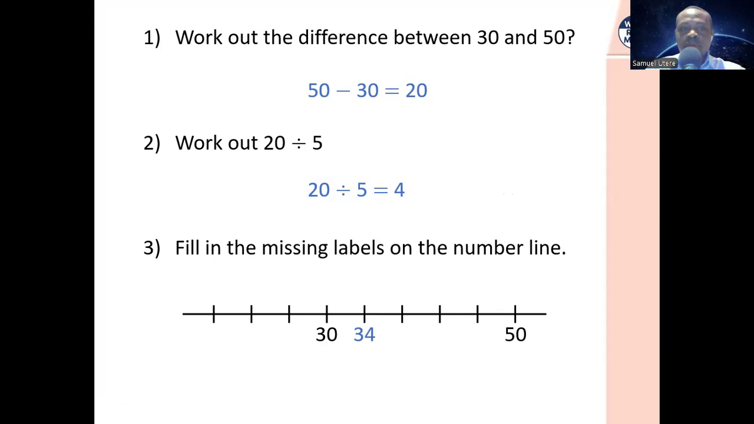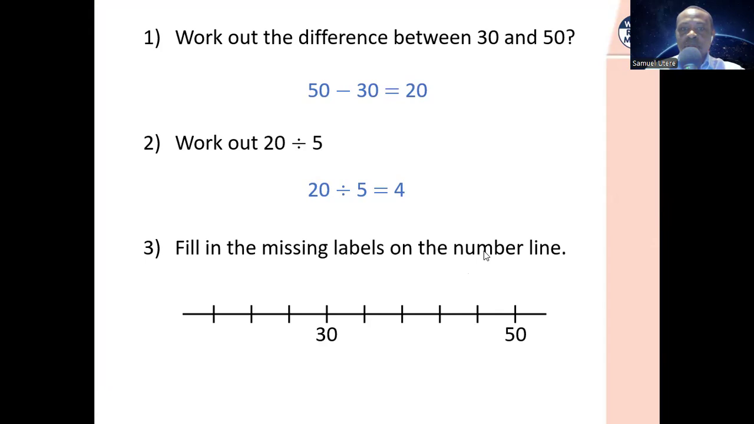Next, we were asked to fill in the missing labels on the number line. We're going to be doing lots of these in this lesson. If you remember, there was a lesson where we learned how to fill missing labels on number lines having to do with integers. So the way we work out missing values in intervals is to subtract 30 from 50. We need to find the value between 30 and 50. We already know that is 20.